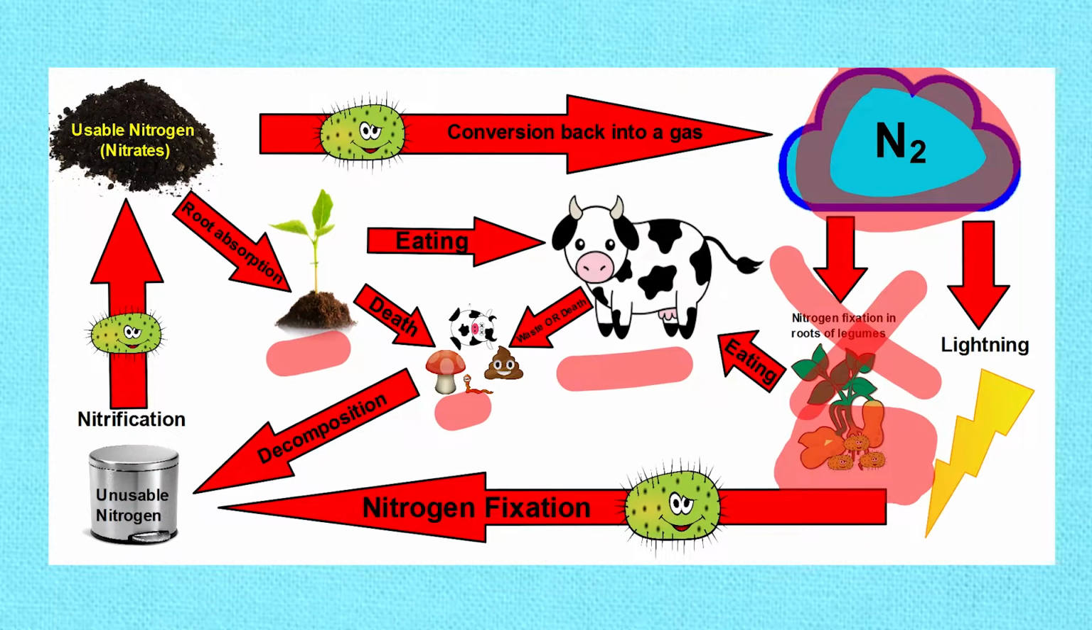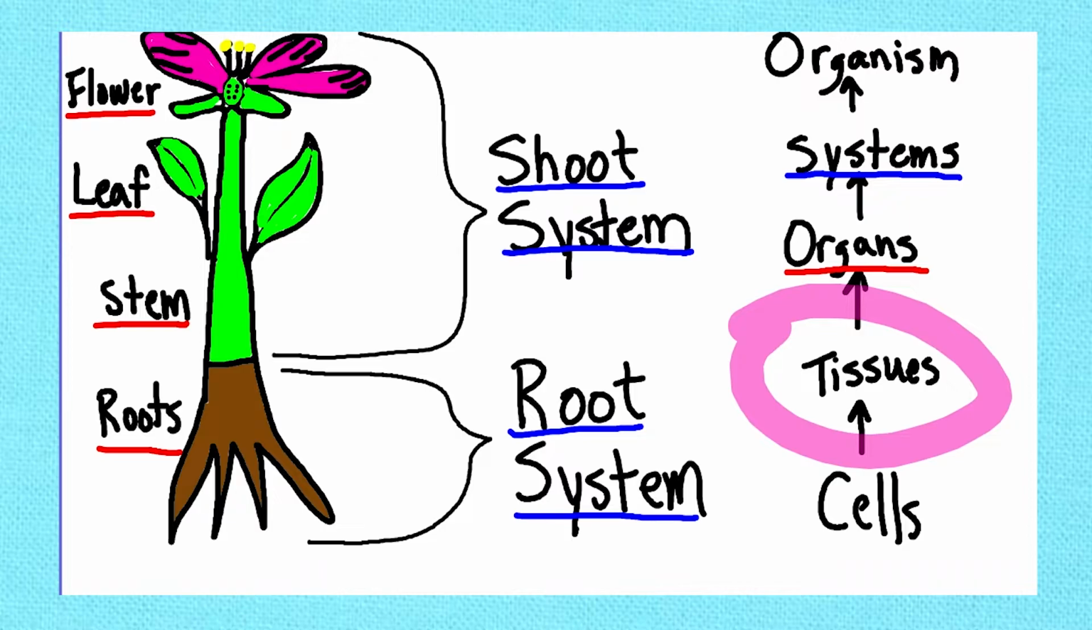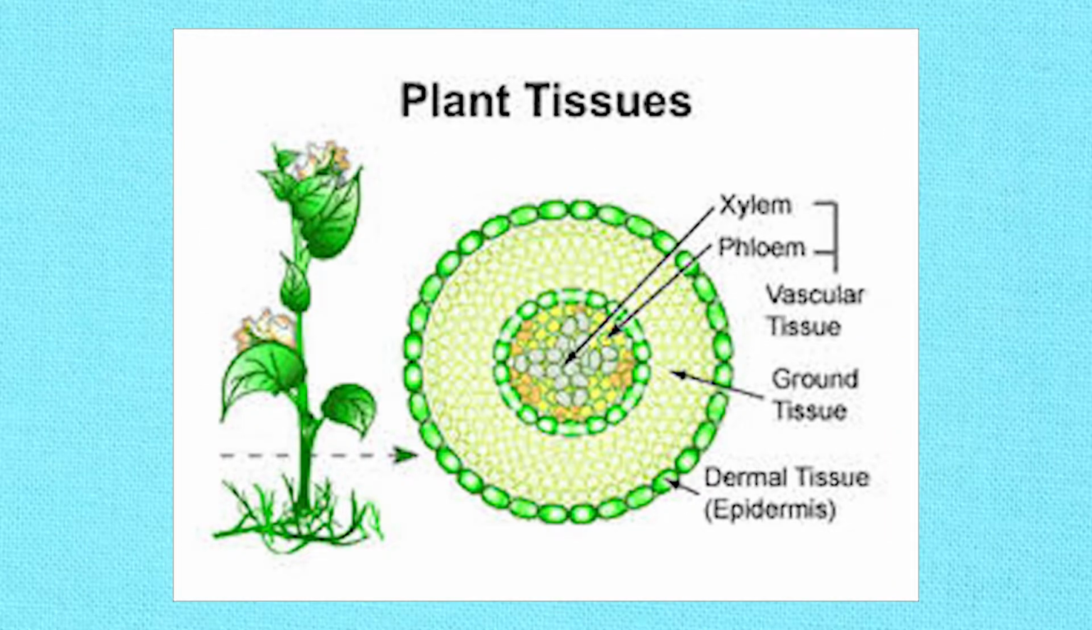So now let's talk about tissues. Tissues are a bunch of cells working together to perform the same job. A lot of times they'll look very similar because structure determines function. Big tissues that I want you guys to know.